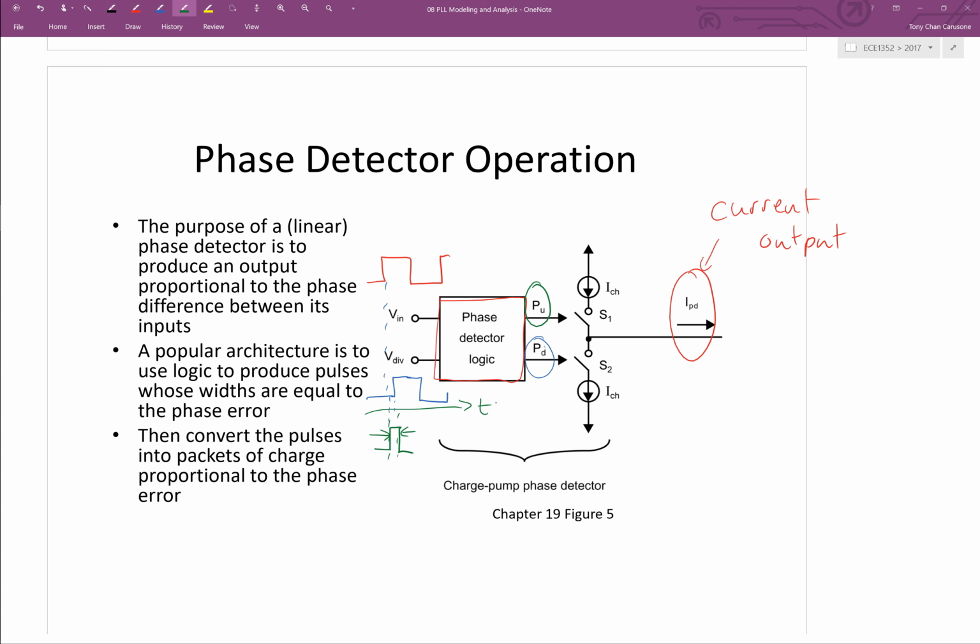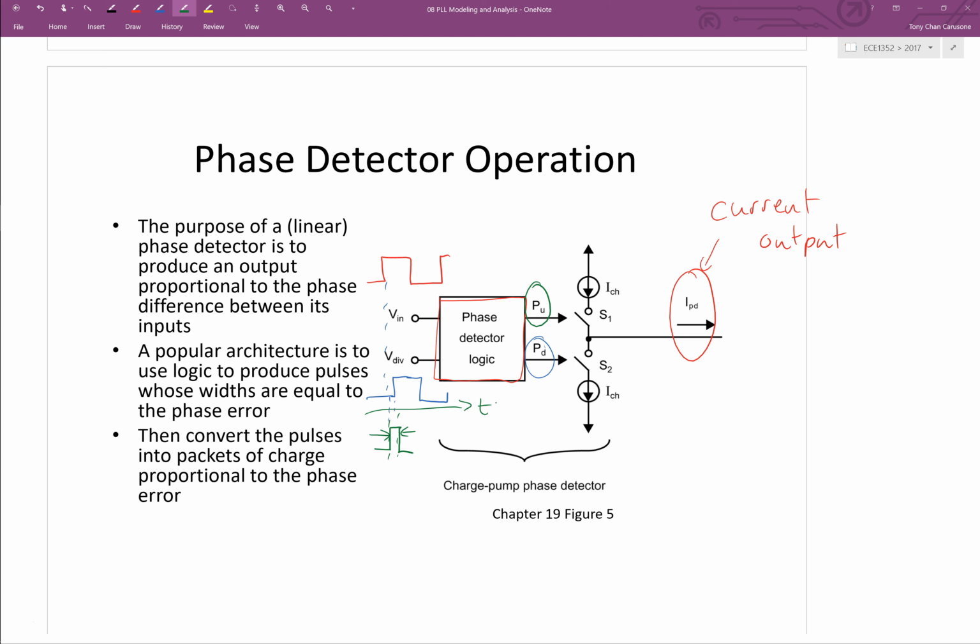So at some point there's some ambiguity, right? You can imagine once you start getting a phase difference around pi, well, which one is behind, which one is ahead? So at some point, early turns into late, and then, instead of PU being active, PD becomes active. And those details depend on the specific logic circuits you use there.